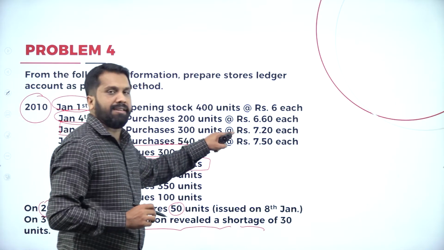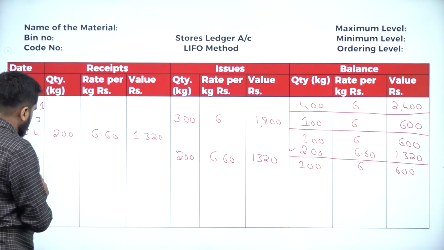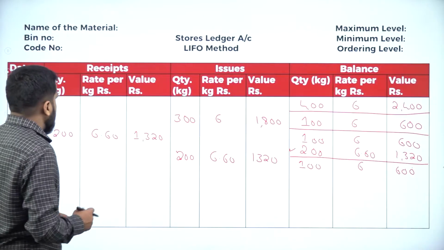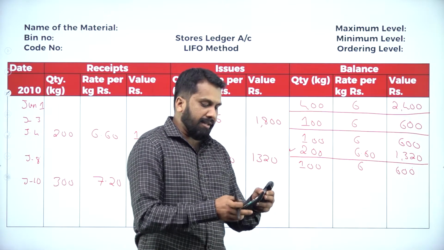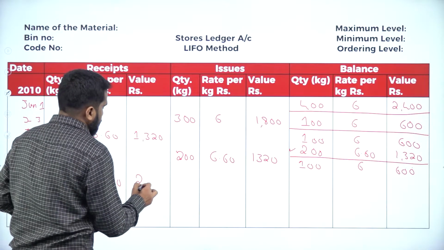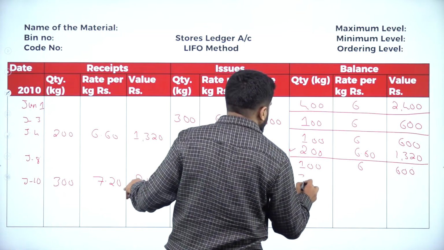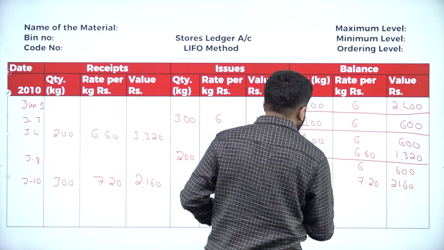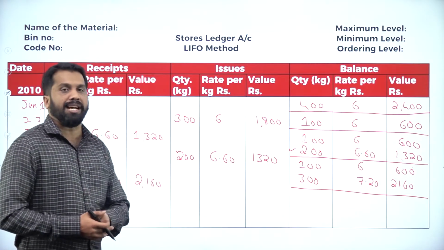There is a purchase of 300 at 7.20 on January 10th. So, 300 multiplied by 7.20. The answer is 2160. Now, the same thing will be copied and pasted. So it is 300 at 7.20. The value is 2160. Any doubt up to this? Hopefully there is no doubt. So almost we completed till January 10th. We'll go further.